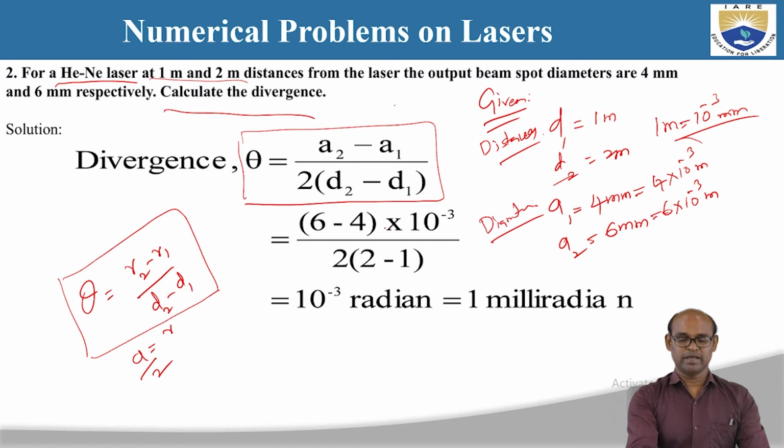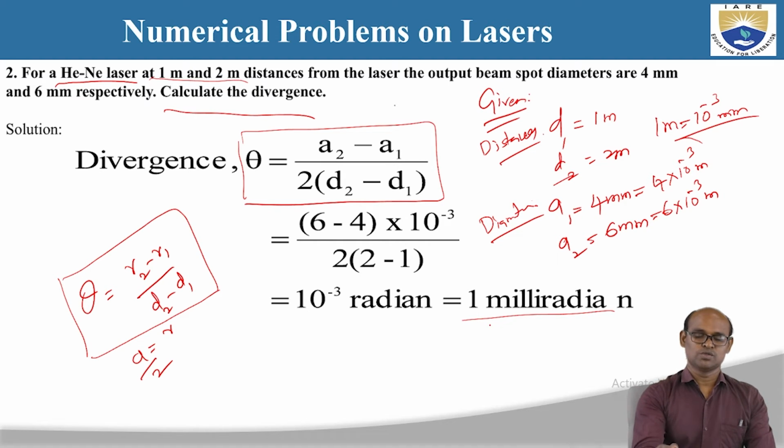Again we can do this using a calculator. Whatever we get here is 10 power minus 3 radian, and 10 power minus 3 is 1 milliradian. So I'm writing directly 1 milliradian as the answer. So for a helium neon laser at 1 meter and 2 meter distances from the laser, the output beam spot diameters are 4 millimeters and 6 millimeters respectively. Then the divergence of this laser beam is 1 milliradian. So this is the divergence formula in terms of diameters, and this is the divergence formula in terms of radii.